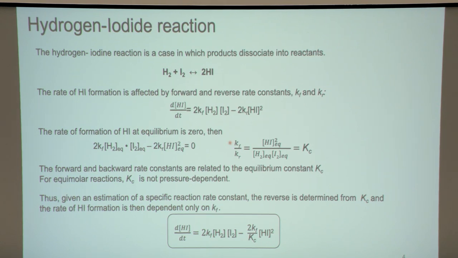And then again, you can get this relation: k_f over k_r is the hydrogen iodide concentration squared divided by the reactant concentrations, and that's equal to your equilibrium constant. Again, we see these forward and reverse rates are related to the equilibrium constant. Instead of having a reverse rate, you can replace it using the equilibrium constant, and you get this final equation where it's only a function of the forward rate and the equilibrium constant. So the rate of change of HI is simply 2k_f times the concentrations of the reactants, minus 2k_f divided by K_C, the equilibrium constant, times the HI concentration squared.